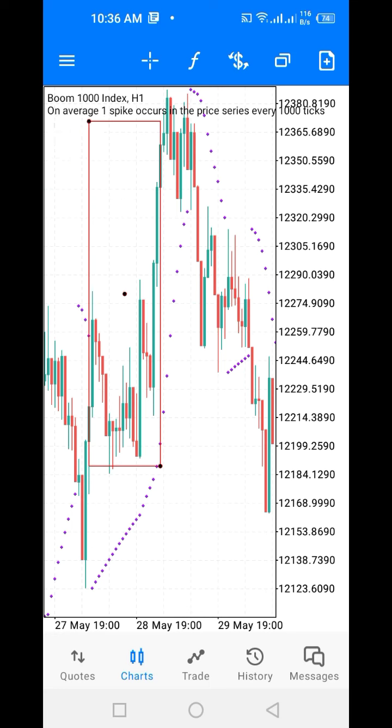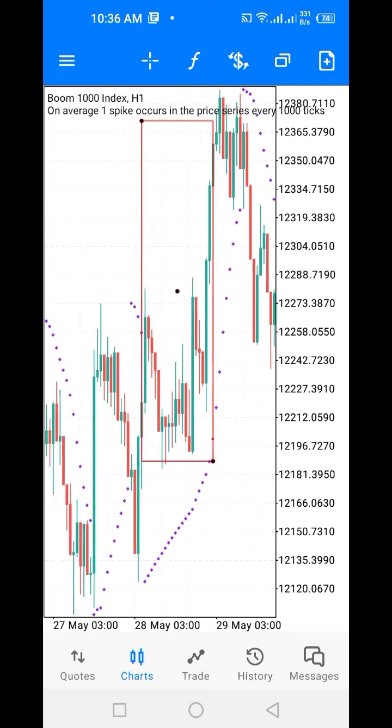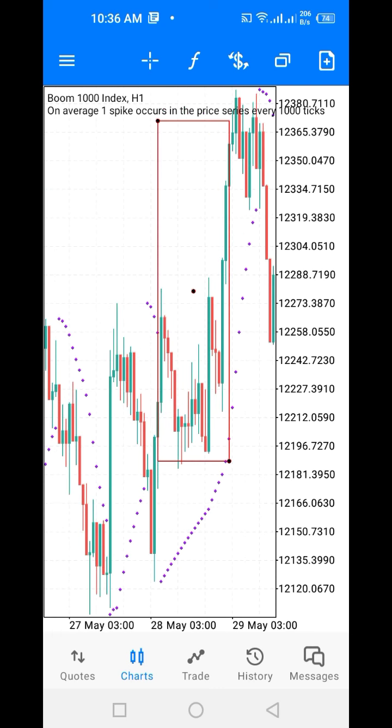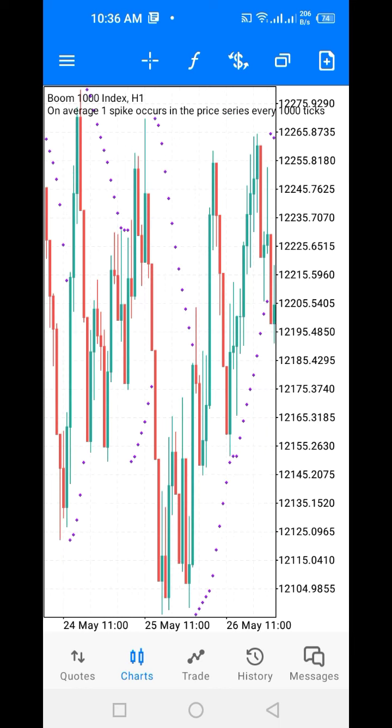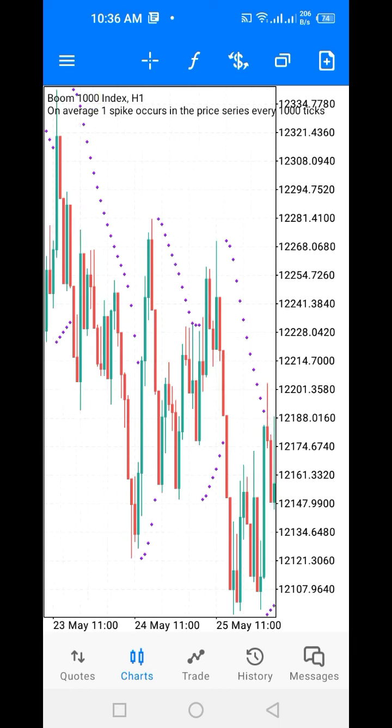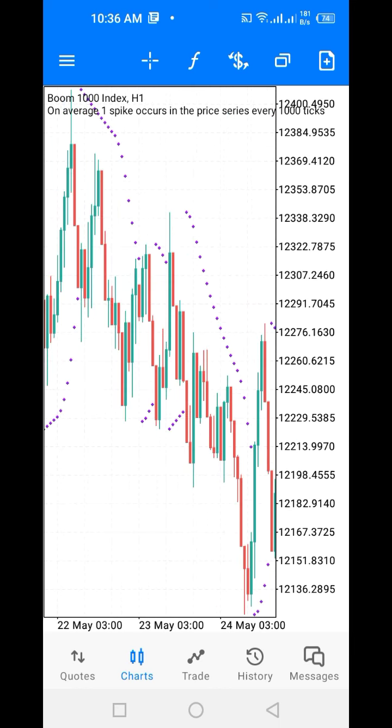You don't sell. When the signal gives you buy, you don't sell on lower time frame. And when it gives you a sell signal on higher time frame, you don't buy on lower time frame. You stick to the rules. Stick to the rules, please. Stick to the rules.